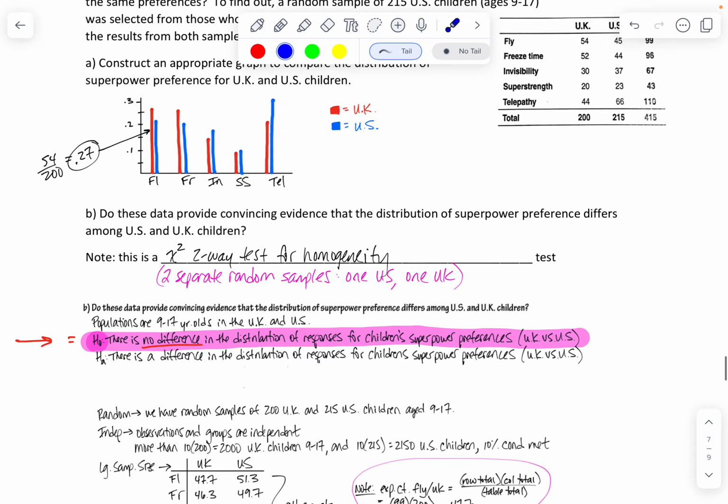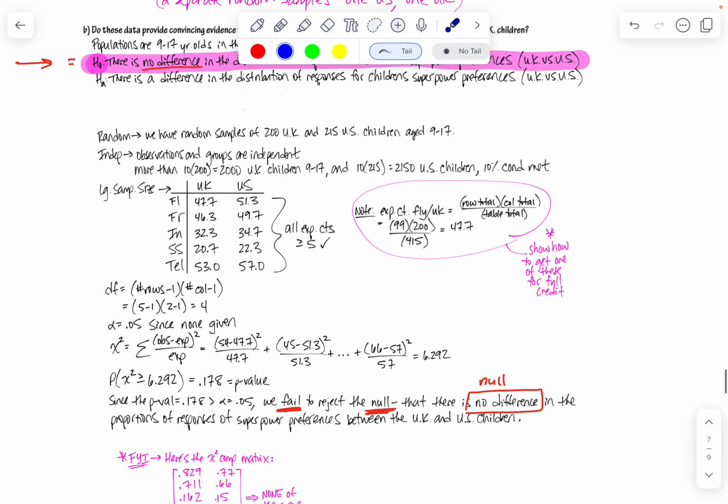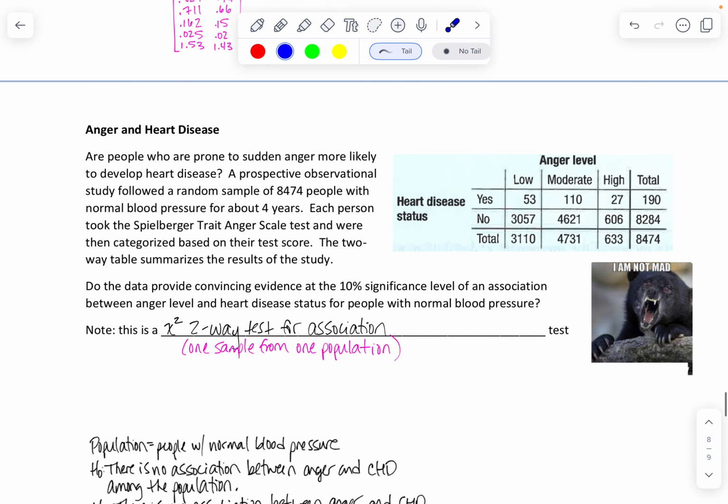This up here was two. Look at the wording of the question. We had two different samples from two different populations. That is why we did homogeneity. That's the name of it. Be prepared to answer multiple choice questions about what is the name of the test. Here we have one sample from one population. We're back to association, just like the first question in this section, 11.2.